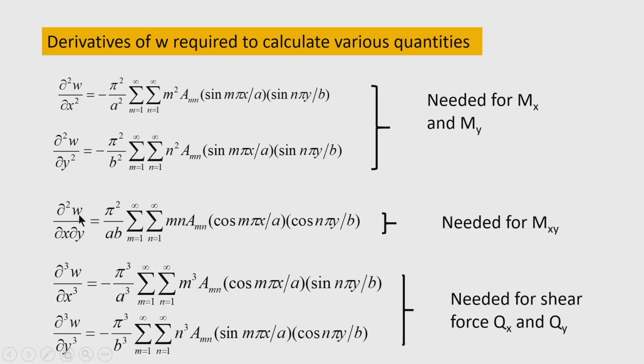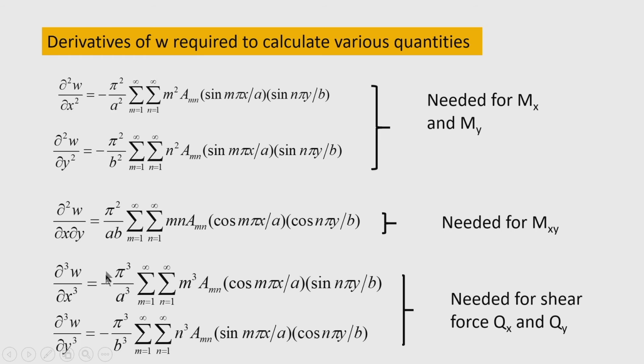This mixed derivative, del square W by del x del y, is needed for calculation of the twisting moment developed in the plate. This twisting moment is sometimes important, and it is calculated with the help of this derivative. Of course, it has to be multiplied by minus D into 1 minus mu. The final result of this derivative is pi square by A B summation a m n cos m pi x by A cos n pi y by B.